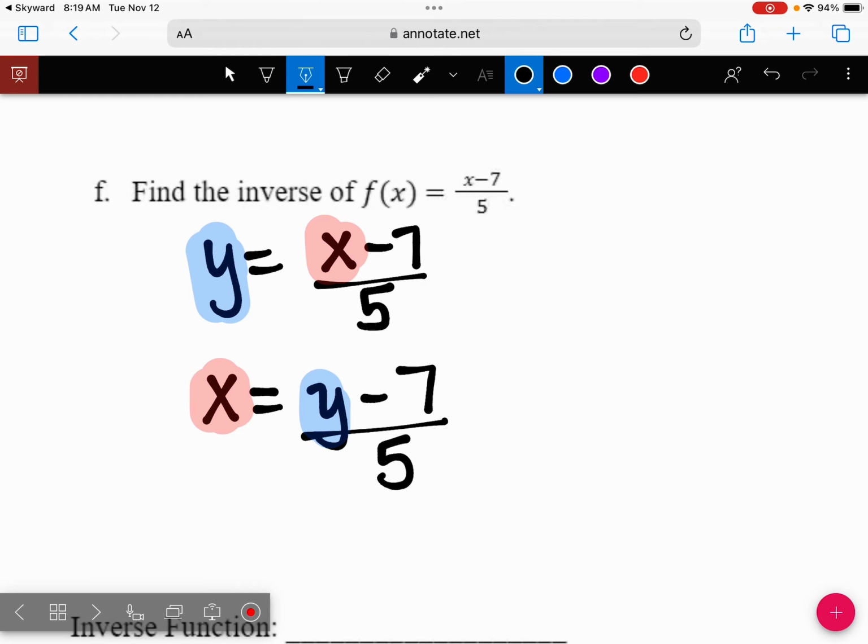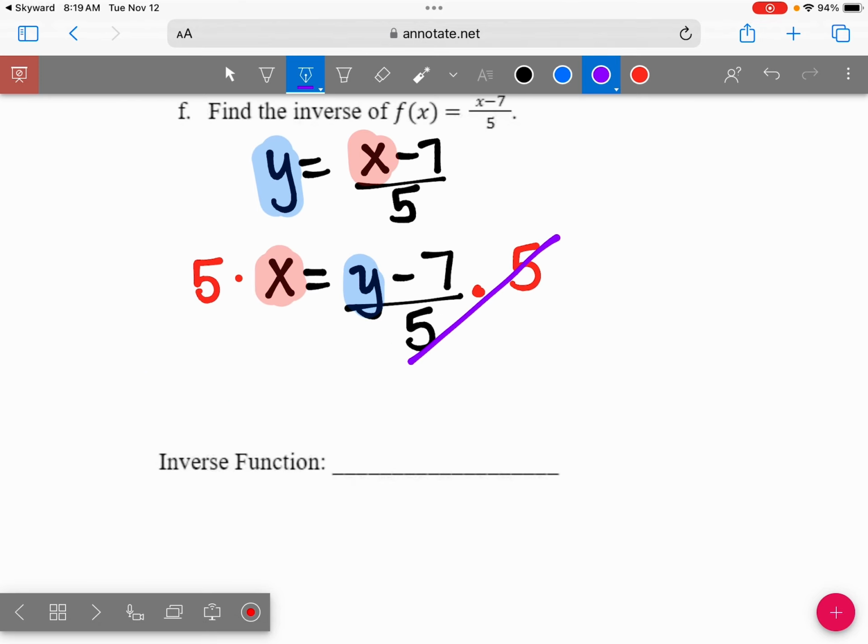Okay, so whenever you have a fraction, we have to start by getting rid of that fraction. And the way you eliminate a fraction is by multiplying by the number at the bottom, which is 5. So we're going to multiply both sides by 5. And that's going to cancel out the 5. So we're left with 5x, because that's what we have over here. We have 5 times x. Bring down the equal sign. And we just have the y minus 7 left.